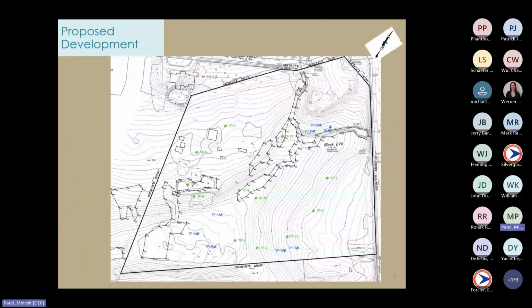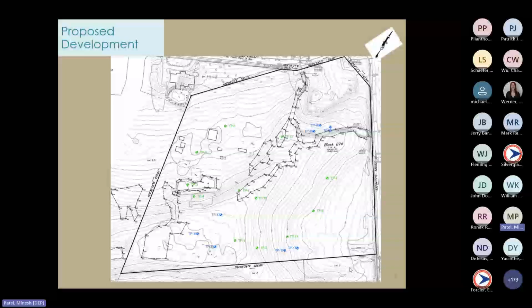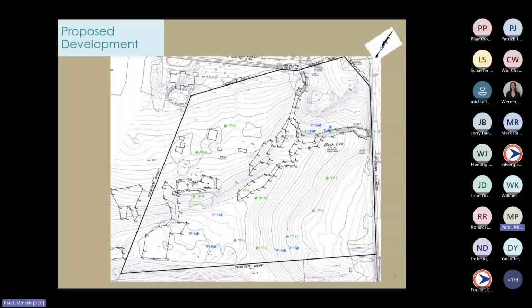2 sets of soil investigations were conducted. A total of 20 test pits were performed. The first group that are shown in green are from April 2021. And the second group that are shown in blue are from January 2022.